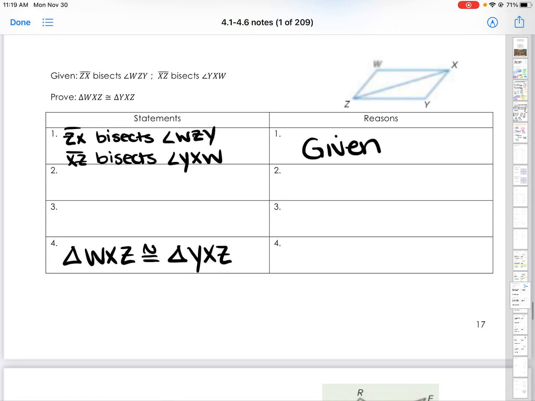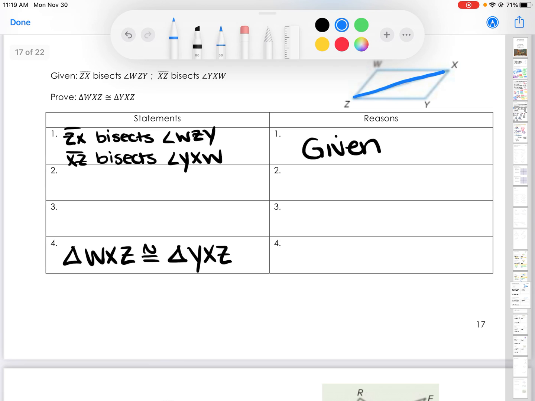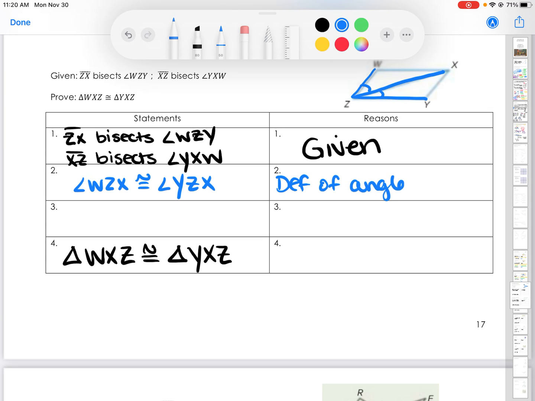Okay, let's take a look at another one. So we have that ZX bisects angle WZY. So that means that these two angles are going to be congruent. Angle WZX is congruent to angle YZX. And that is by the definition of angle bisector.